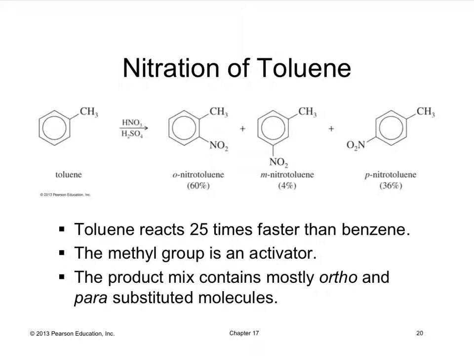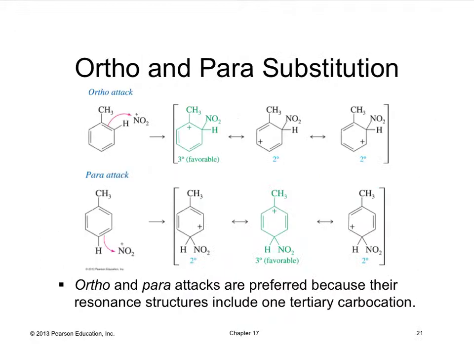What's interesting is that toluene reacts 25 times faster than benzene in nitration. The methyl group is an activator. The product mix contains mostly the ortho, around 60%, and para, but very little of the meta. So let's look at ortho and para substitution.